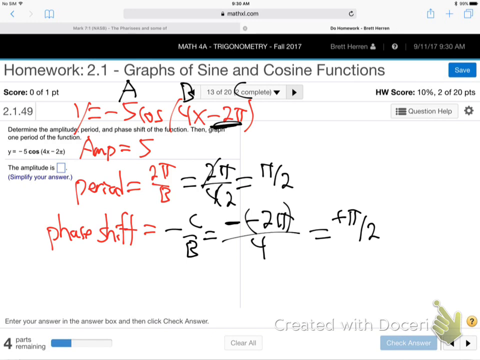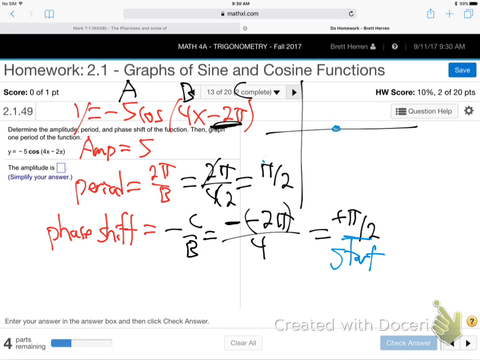So can you use those now to put on a graph? Just do a one cycle graph. So remember, the phase shift is where the graph starts, and the period is how much you add to that to complete the first cycle. Right? So we start at pi over 2, positive pi over 2.